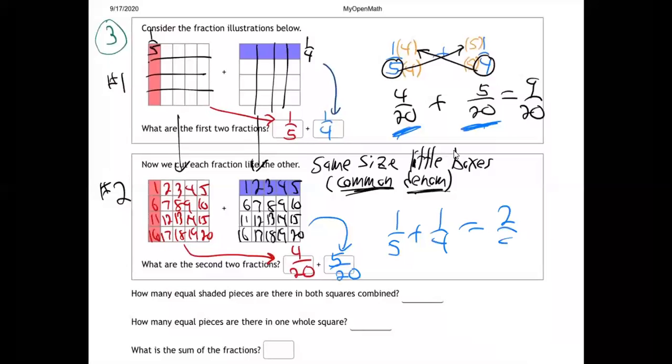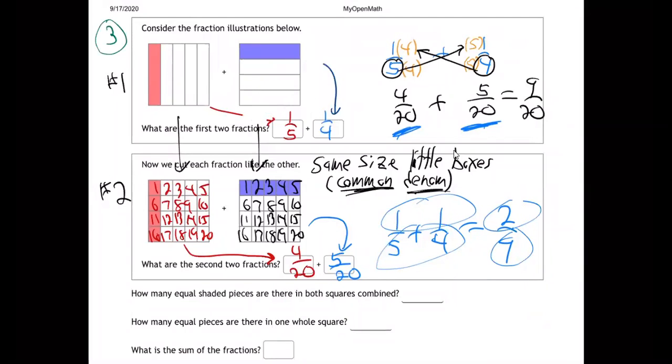Kids will ask you, and I hope they will, it's a great question: why can't we just add like that? Why can't we just add the 1 and the 1 to get 2 and add the 5 and the 4 to get 9? It's so good to ask questions. Well, the reason is because they're not the same size boxes, right? Look back here. We can't just say one of these boxes and one of those boxes is 2 boxes. Those are 2 different size boxes, aren't they?